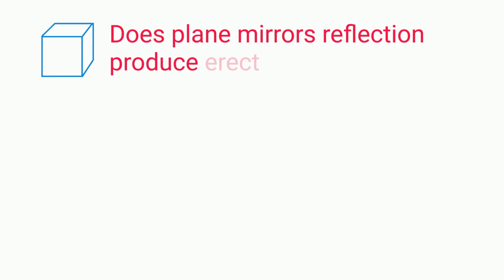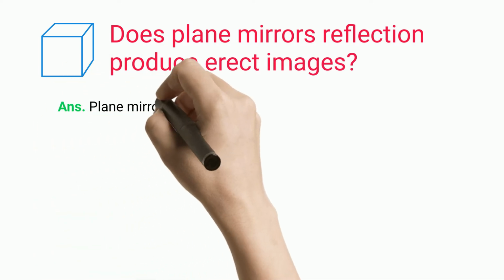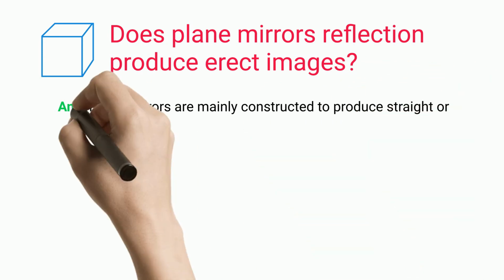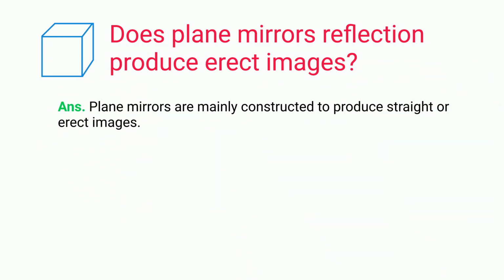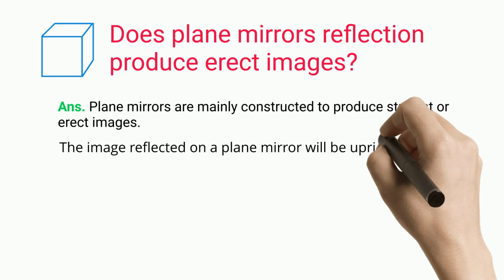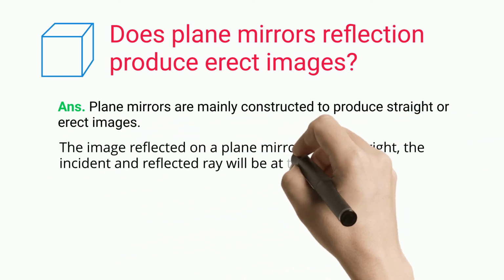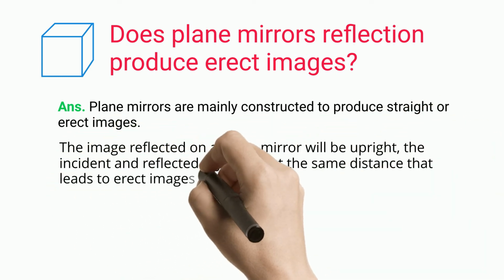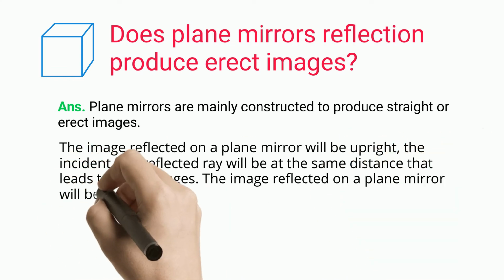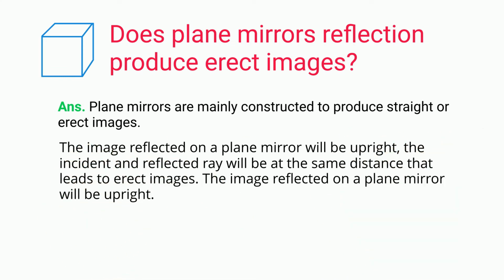Does plane mirror reflection produce erect images? Plane mirrors are mainly constructed to produce straight or erect images. The image reflected on a plane mirror will be upright. The incident and reflected rays are at the same distance, which leads to erect images. The image reflected on a plane mirror will be upright.